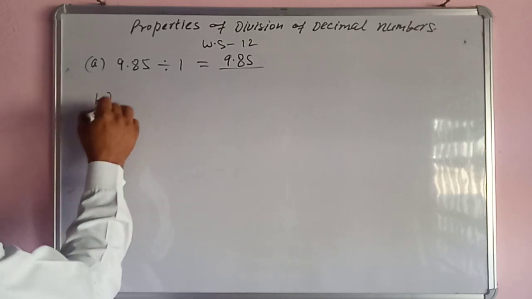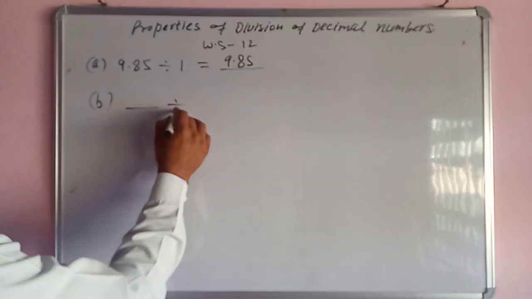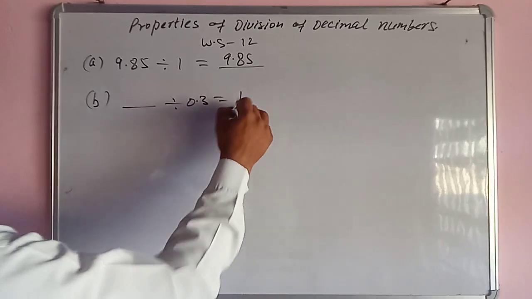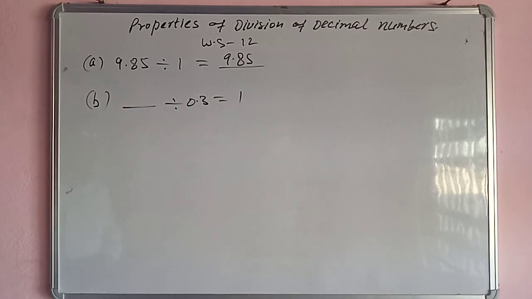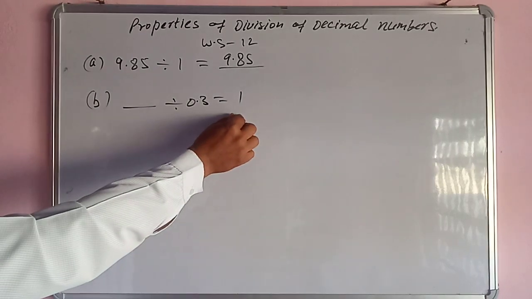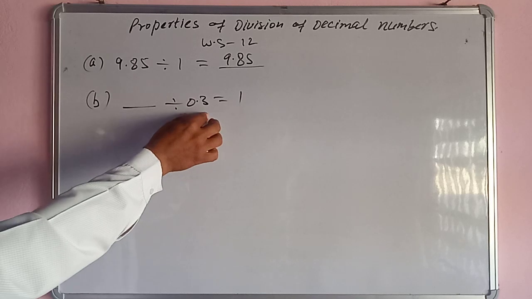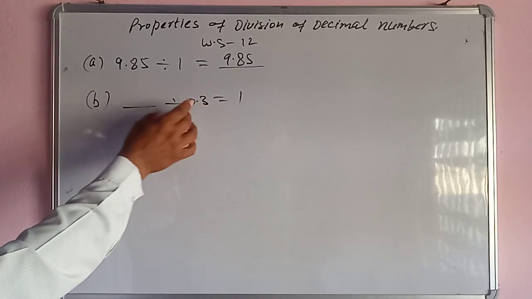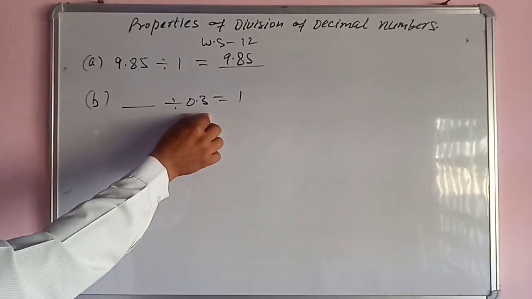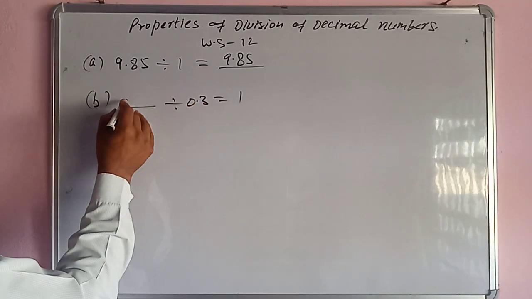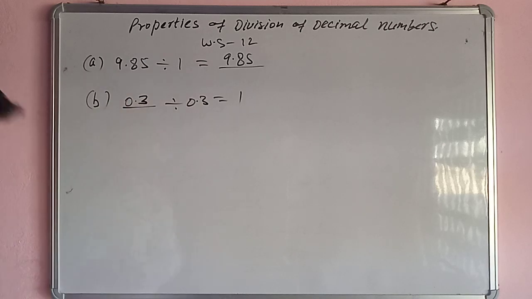And in part B it is blank divided by 0.3 equal to 1. So what is the quotient here? That is 1. So how can we get 1? Here, by property number 3, if we divide a decimal number by the same number, the quotient is always equal to 1. So it is 0.3.